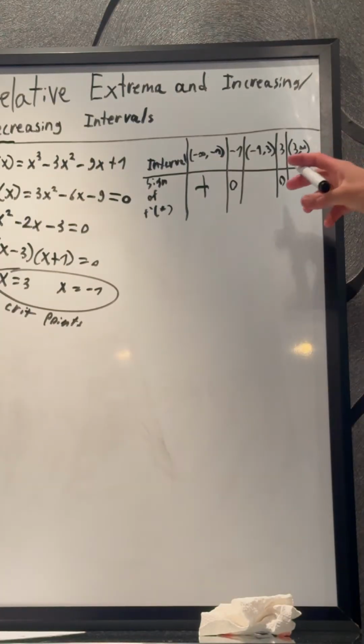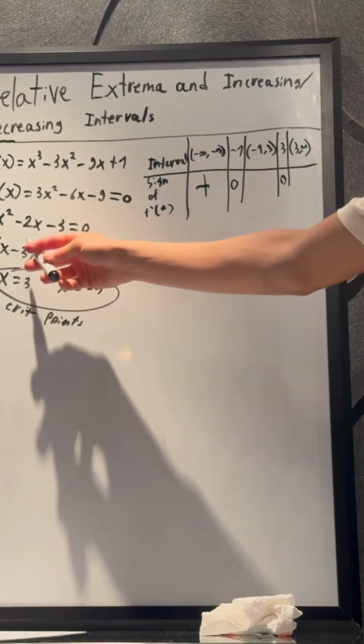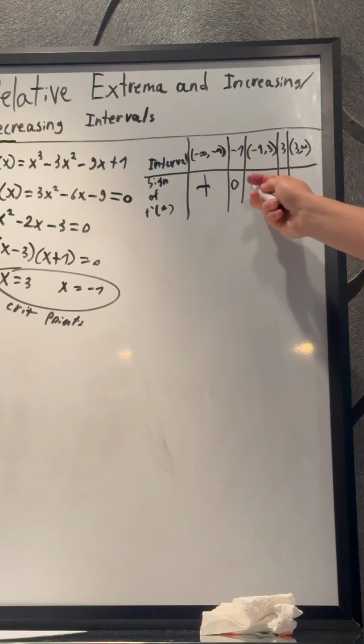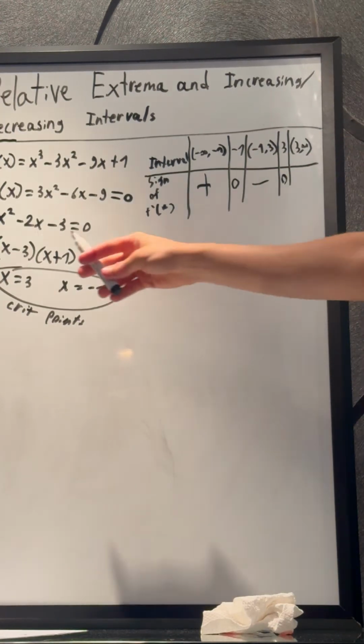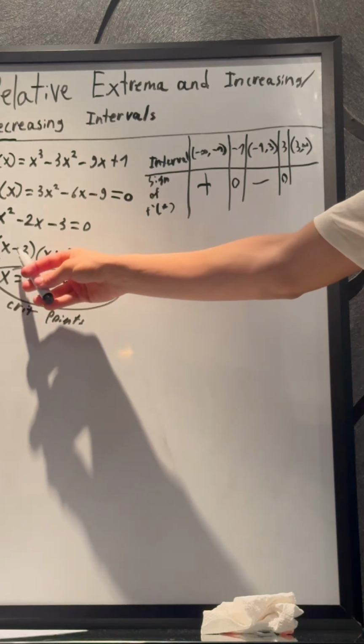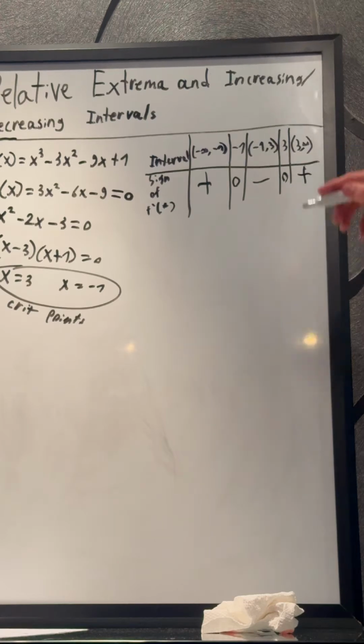So we can plug in 0 into this bracket, which will have negative here and positive here. So the sign will be negative. And now for this one, again, we can choose 10. So this bracket will be positive, this bracket will also be positive. So our final sign of f prime of x will be positive.